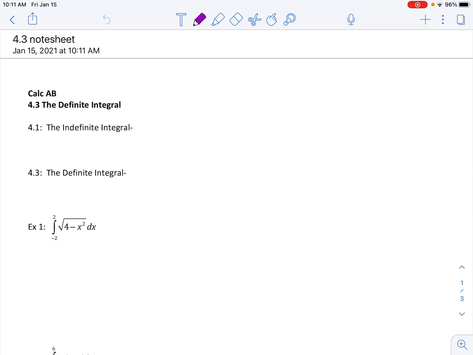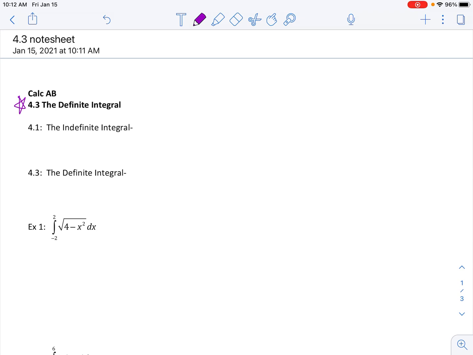We are going to start talking about the definite integral today. As you can see over here in the title of this section, we're hopping around chapter 4 because I like to do it how I like to do it. So we're going to go to 4.3 and then we'll come backwards to 4.2 later.